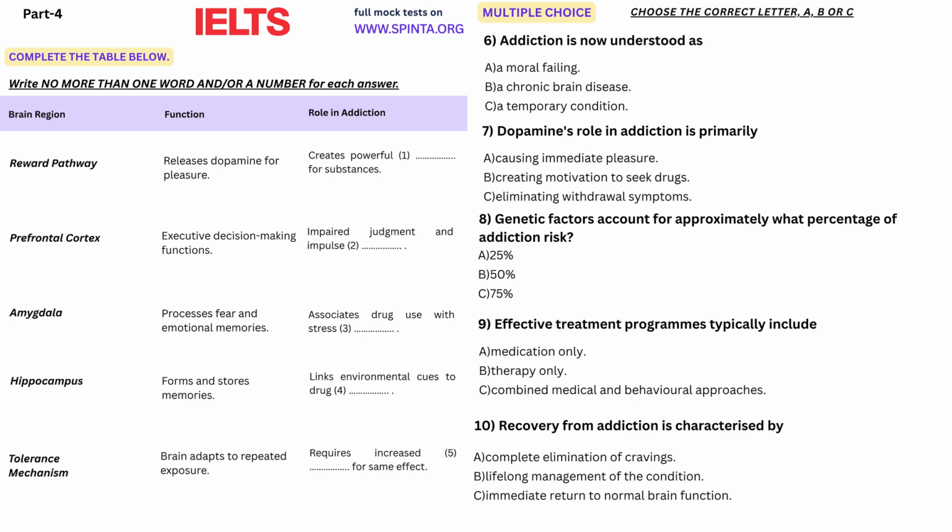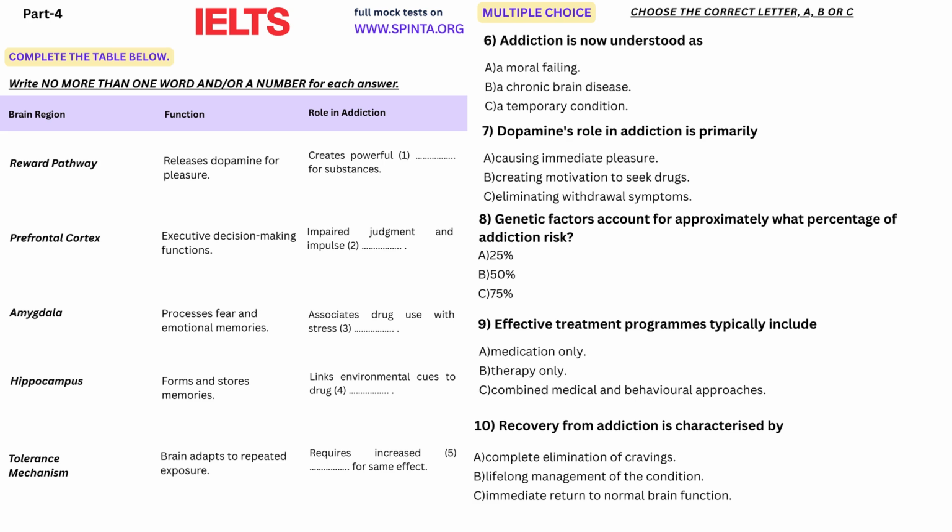The brain reduces natural dopamine production and receptor sensitivity, requiring increasingly larger doses to achieve the same effect. This tolerance develops alongside physical dependence, where normal brain function becomes contingent on continued drug presence.